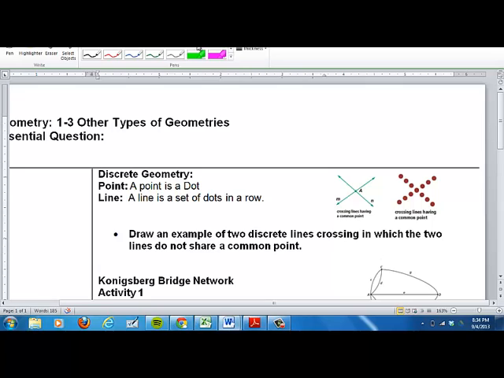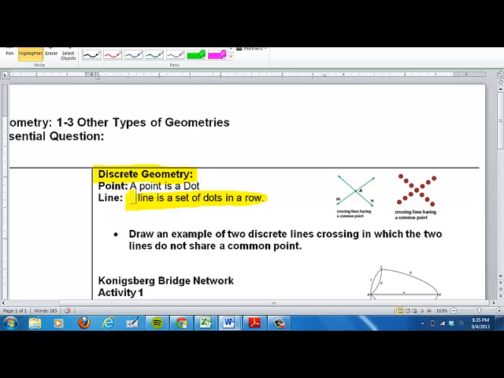The first geometry we want to look at is what we call discrete geometry. In discrete geometry, we are going to define a point as a dot. It's not an exact location, it's not an ordered pair, it's a dot. And a line is a set of dots in a row. Discrete geometry is much less descriptive than the Euclidean geometries we've already started to look at. So that changes our geometry.